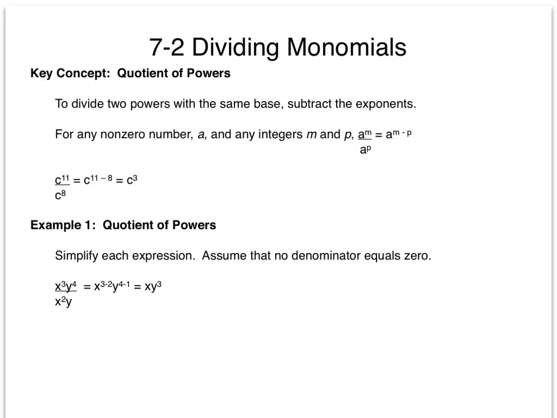In example 1, we'll simplify the expression. And also you need to assume that no denominator equals 0, because you need to recall that anytime there's a 0 denominator, it's an undefined fraction, and we cannot have an undefined fraction. So we have x to the 3rd times y to the 4th divided by x to the 2nd times y. This is going to equal x to the 3 minus 2 times y to the 4 minus 1, or x times y to the 3rd power.